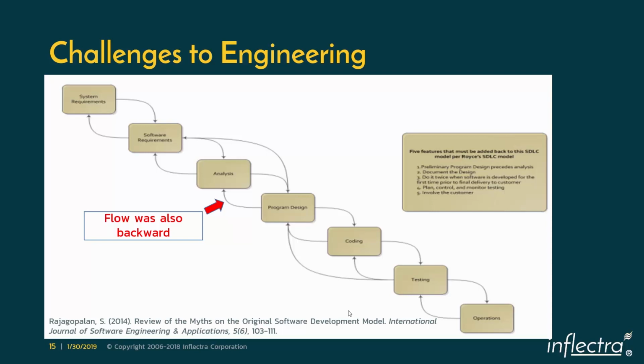Royce further went ahead and said we need to have a double feedback loop where skip level feedback is considered. And this double feedback loop basically meant if testing failed, we don't go to the coding level, we also skip one level and go to the program design. Similarly, if design is faulty or unstable, then we don't go to the analysis, we actually go back to the software requirements that we collected.